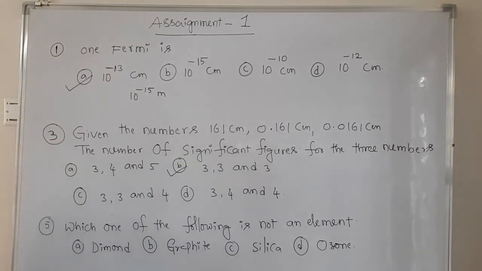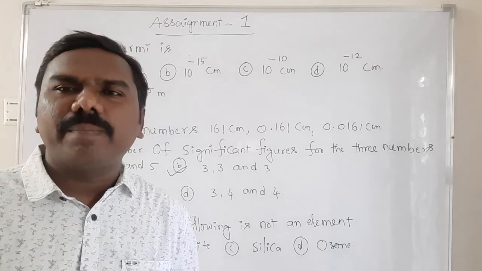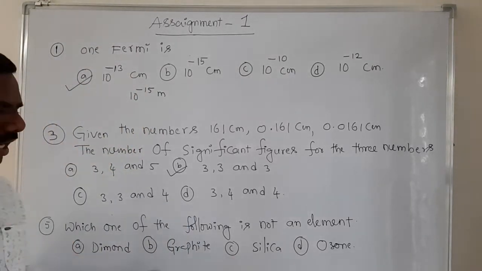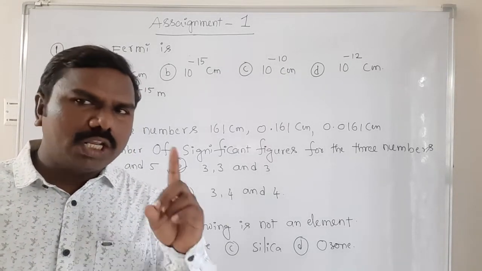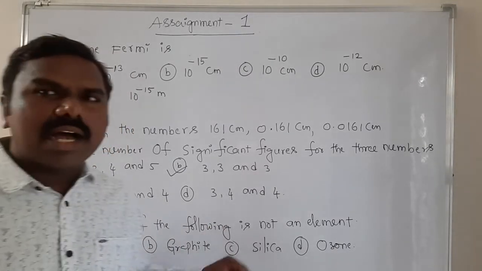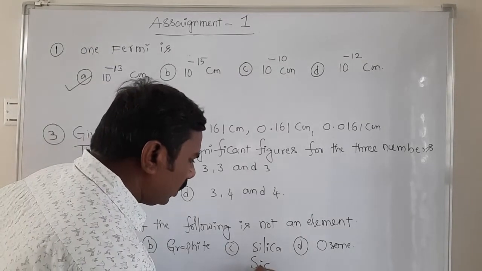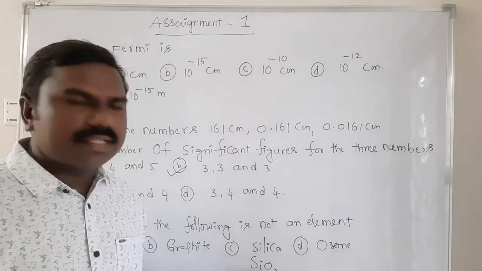Right? Next, bit number 5. Which of the following is not an element? Element means it should be available in a free form but not in a combined form. For example, diamond and graphite are elemental forms of carbon. Diamond is only carbon atoms, graphite also carbon atoms linked together. But silica means sand, SiO2. SiO2 is a compound, it's not an element. It is a combined state.